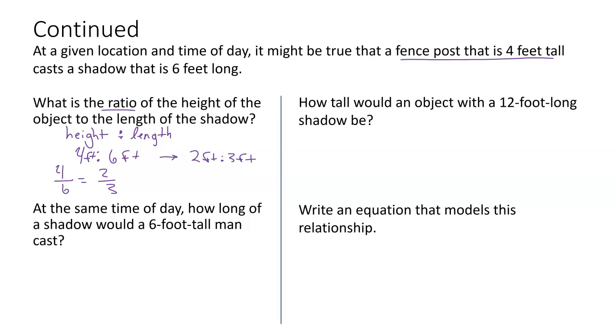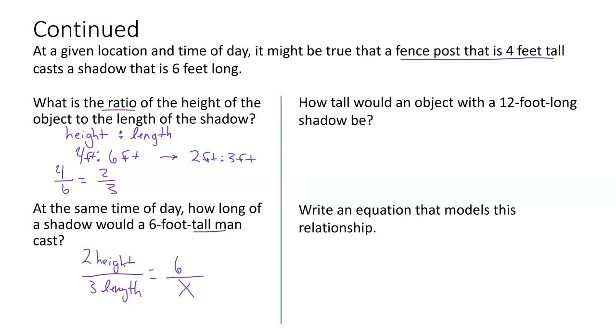So now using this ratio of height to length, using this fraction of 2 feet in height represents 3 feet in length, we can now evaluate a couple different scenarios. At the same time of day, how long of a shadow would a 6 foot tall man cast? Am I going to put that 6 in the numerator or denominator of my other fraction? The numerator, because it represents height. And then I'm solving for the length of the shadow.